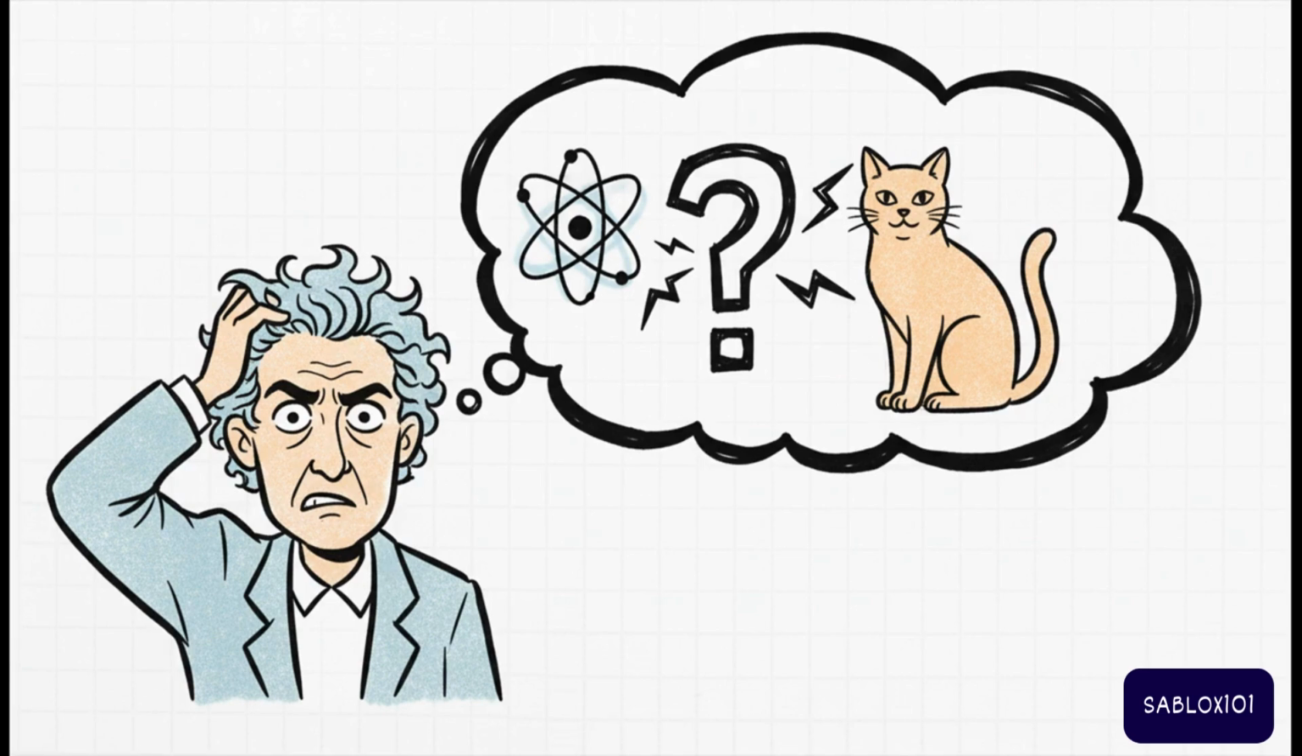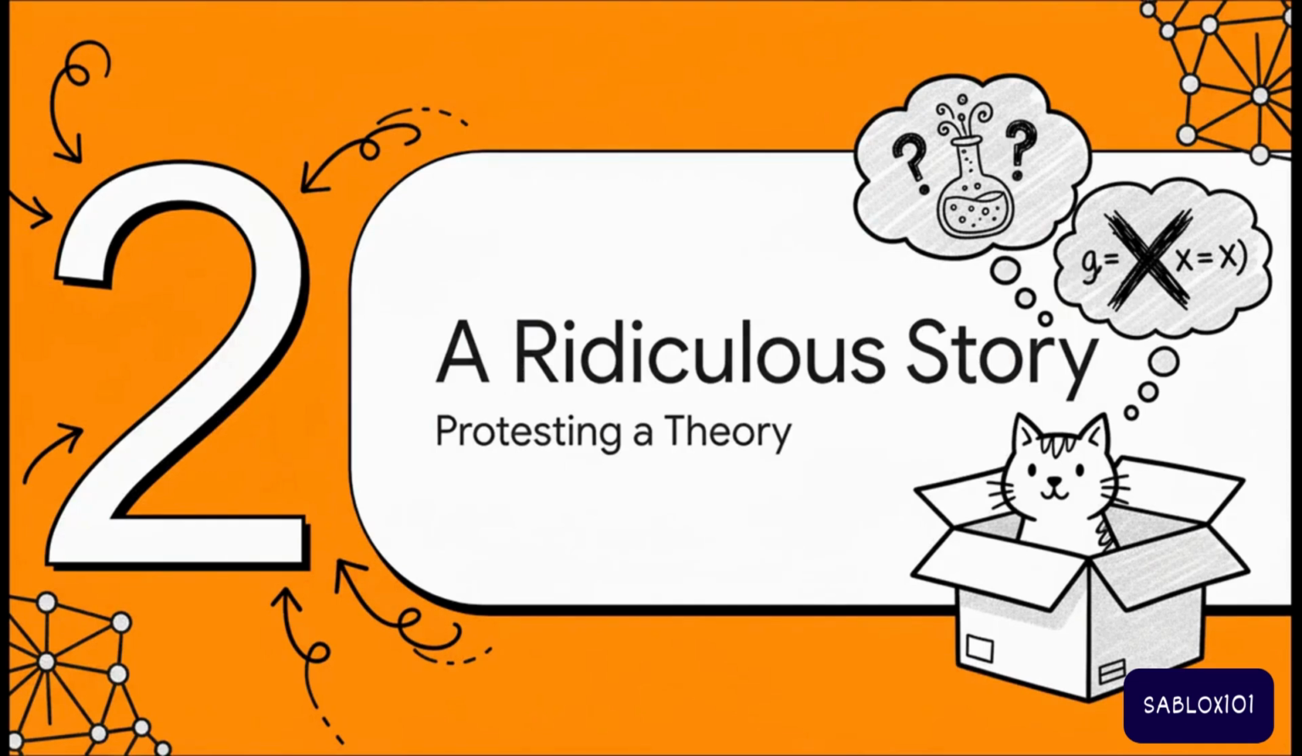He's looking at the superposition theory and just thinking, come on, this can't be right. What happens when you smash these two worlds together? When the weird quantum world has to interact with our normal, everyday world? And that question is what leads him to his famous thought experiment.